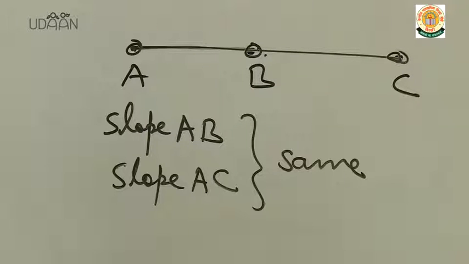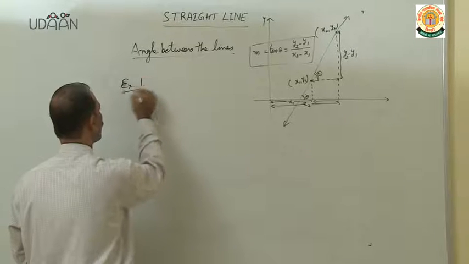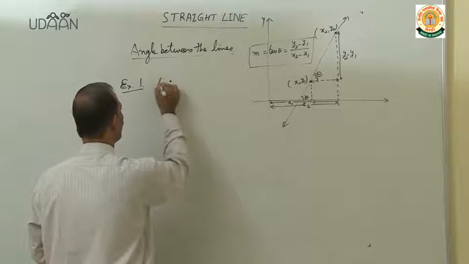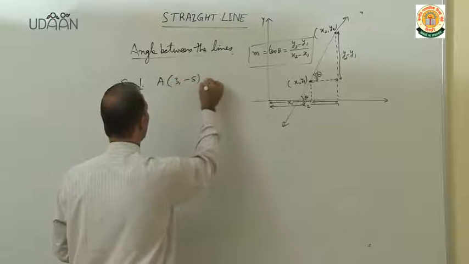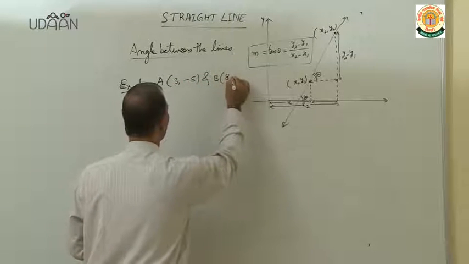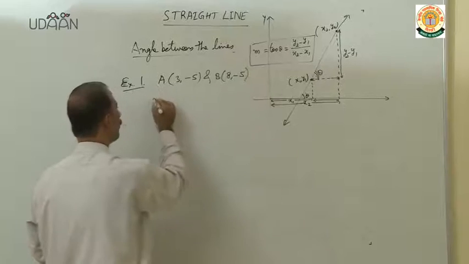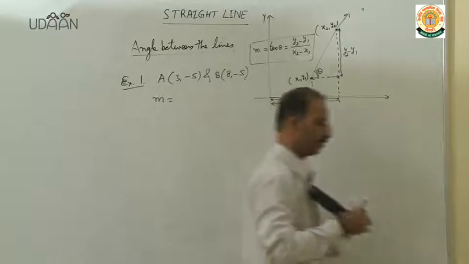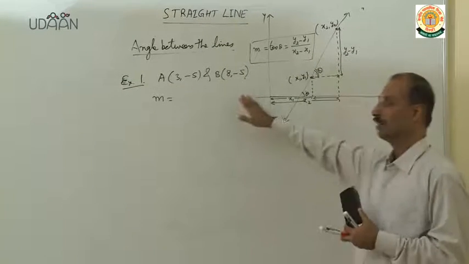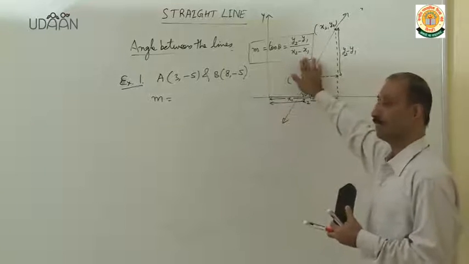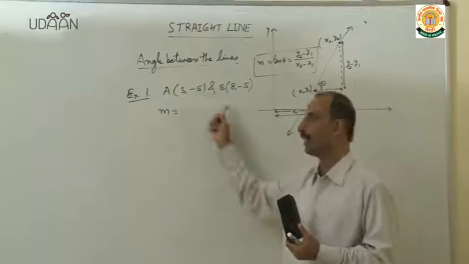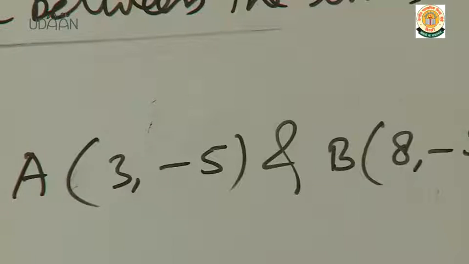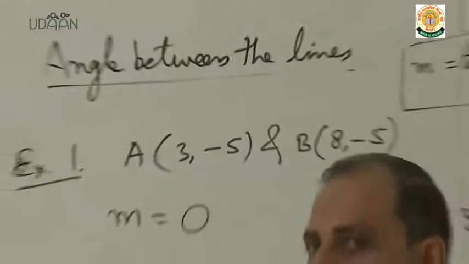Now I am taking one example. What is the slope of a line whose coordinates are given here, say A 3, -5 and B 8, -5? Can you tell me the slope of this line? Yes, it's very easy. Directly you can use the formula y2 minus y1 upon x2 minus x1. You can see here the y coordinate is the same and the x coordinate is changing, so the slope will be y2 minus y1, that becomes 0.